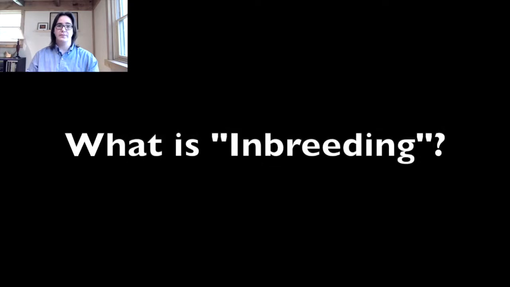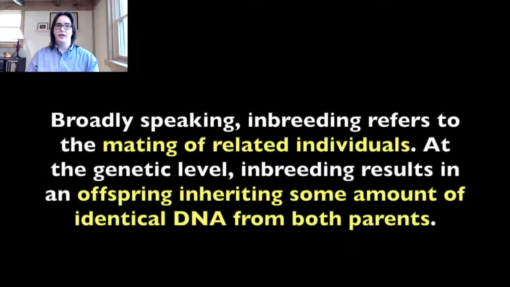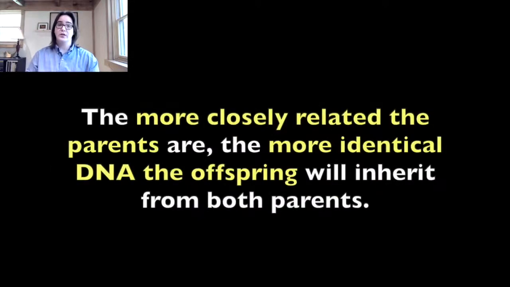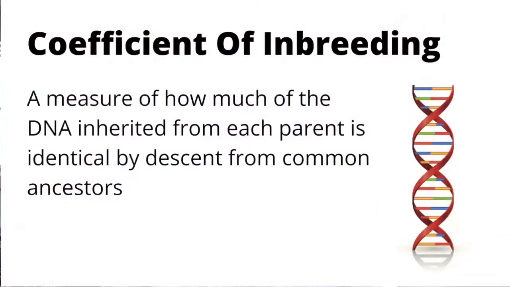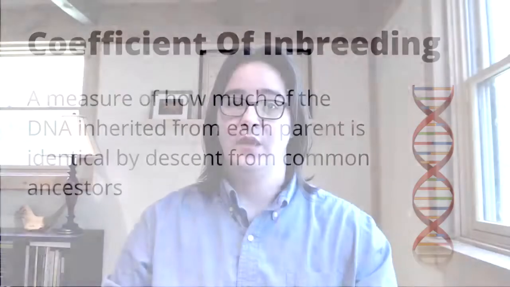What is inbreeding? Broadly speaking, inbreeding refers to the mating of related individuals. At the genetic level, inbreeding results in an offspring inheriting some amount of identical DNA from both parents. The more closely related the parents are, the more identical DNA the offspring will inherit from both parents. The coefficient of inbreeding is a measure of how much of the DNA inherited from each parent is identical by descent from common ancestors.